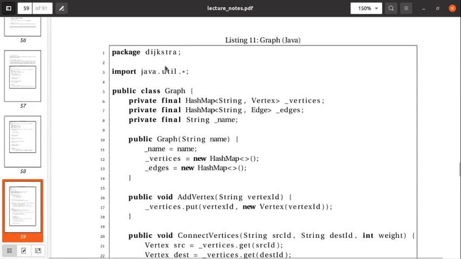So again, the package is Dijkstra, import java.util. We define the graph. The graph is defined as public, right? So it's the only thing that's actually exposed is public. And then it has the private variables, so the read-only hash map.